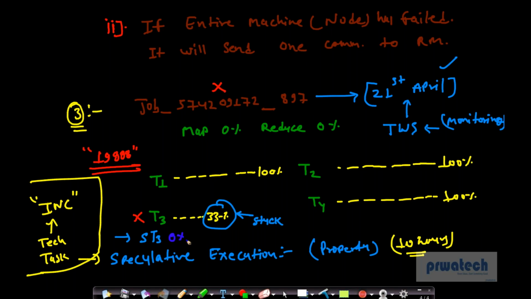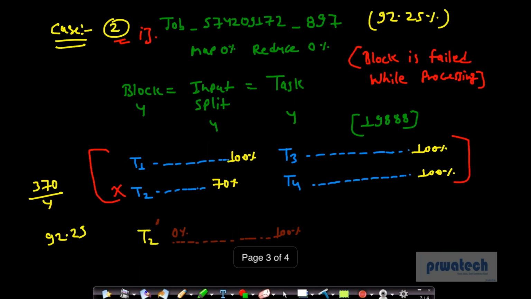Now, if you start from 0%, whichever task gets completed first, so we'll take this way. If T3 is completed first, if T3 reaches 100% first, then this ST3 will be killed. If ST3 reaches 100% first, then this T3 will be killed.